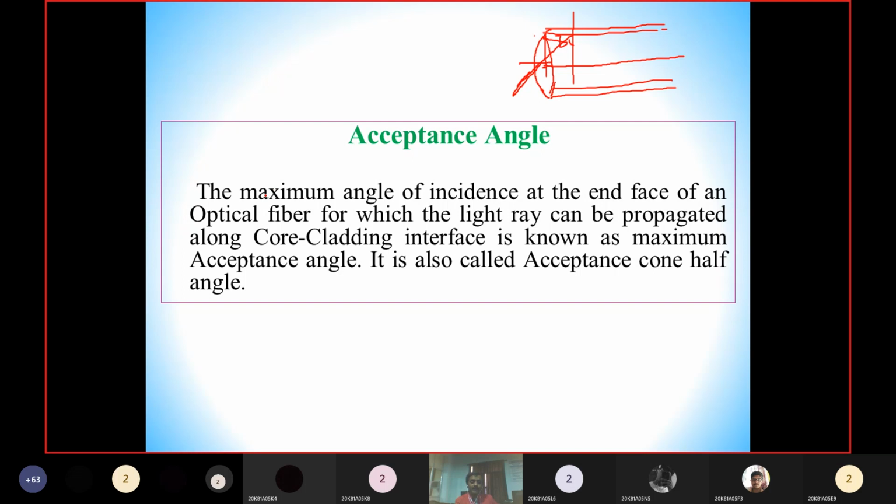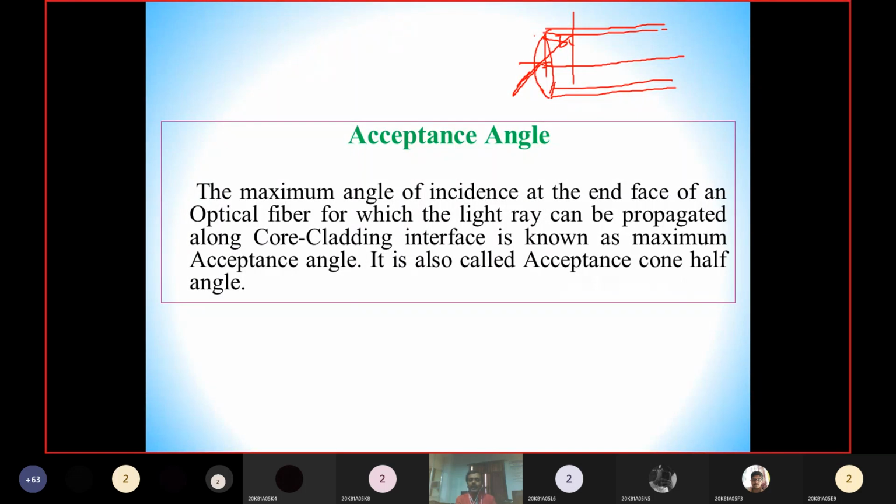See here, the maximum angle of incidence at the end face of an optical fiber for which a light ray can propagate along the core-cladding interface is known as the maximum acceptance angle. If a light ray enters at that angle and travels from one end to the other, we call that angle the acceptance angle.